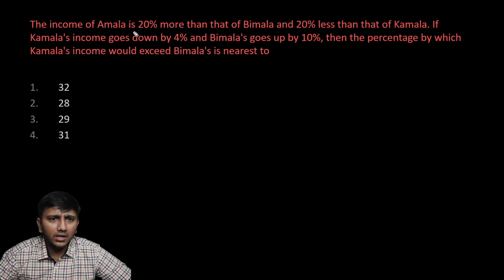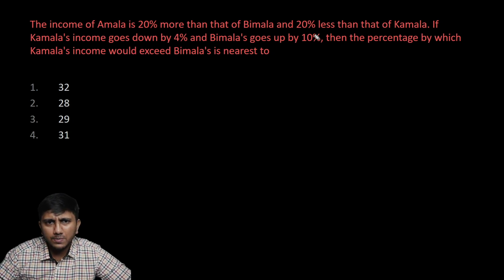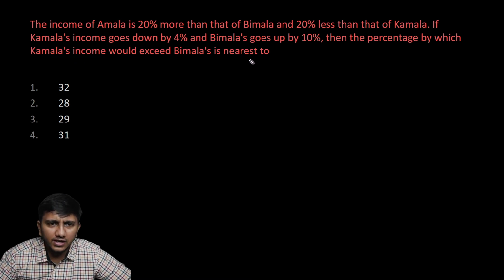The income of Amala is 20% more than that of Bimala and 20% less than that of Kamala. If Kamala's income goes down by 4% and Bimala's goes up by 10%, then the percentage by which Kamala's income would exceed Bimala's is nearest to.